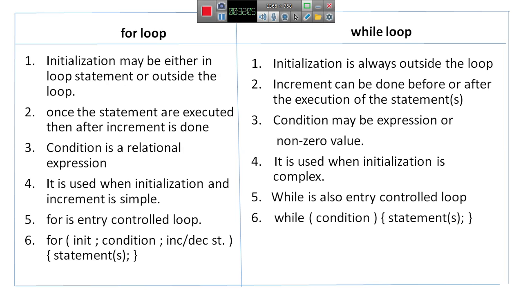These are the differences between for loop and while loop. Initialization may be either in the loop statement or outside the loop. In the case of for loop, it may be inside or outside the loop. But in case of the while loop, it is always outside the loop. Once the statements are executed, then after that the increment is done. Here the condition may be an expression or non-zero value. Here the condition is a relational expression. The while loop is used when initialization is complex, and the for loop is used when initialization and increment are simple.